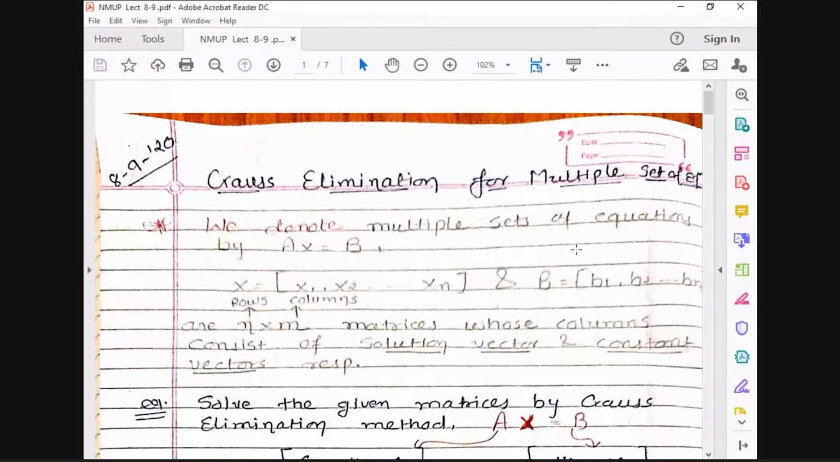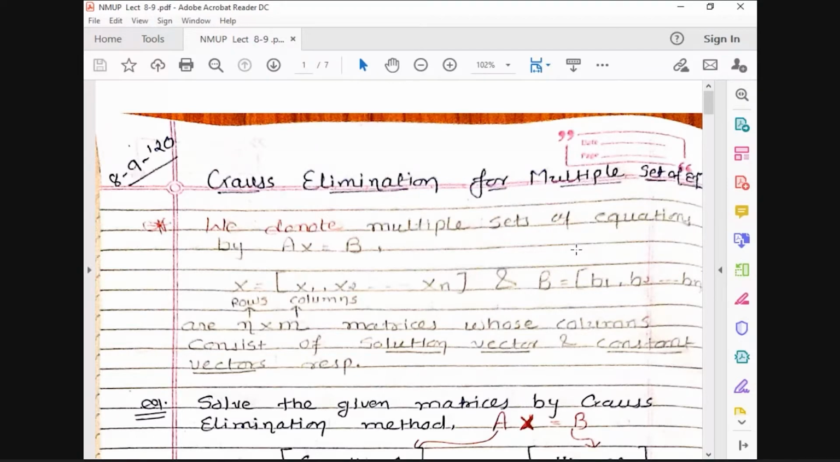Okay. So now we'll start with the same theory, but when multiple sets of equations are available. What do I mean by that? In our previous theory, what was that? Say x1 plus x2 plus x3 is equal to b1, right? So on the right hand side of the equations, only a single set of constants was there. Today we'll discuss the Gauss elimination method for multiple sets of equations on the right hand side.